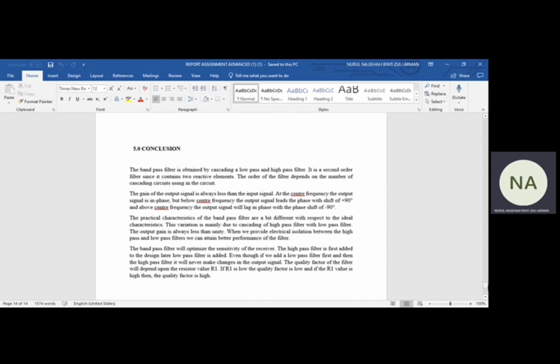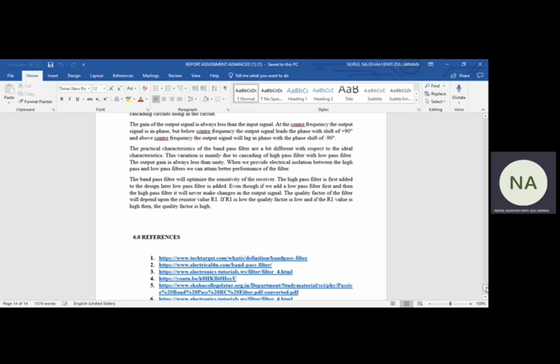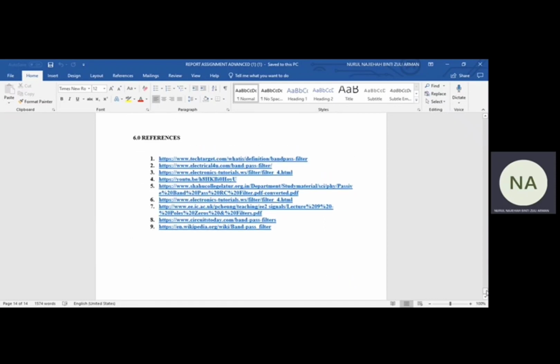The high-pass filter is first added to the design, later the low-pass filter is added. Even if we add a low-pass filter first and then the high-pass filter, it will never make a change in the output signal. The quality factor of the filter will depend upon the resistor value R1. If R1 is low, quality factor is low, and if the R1 value is high, then the quality factor is high.